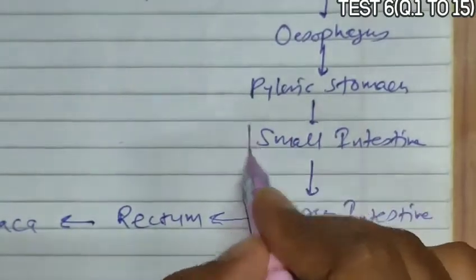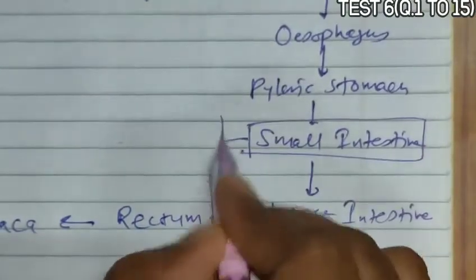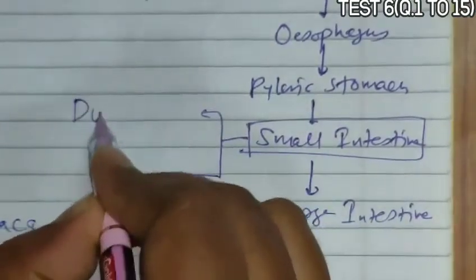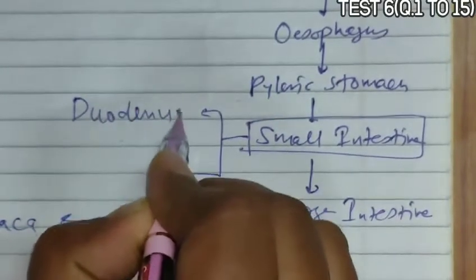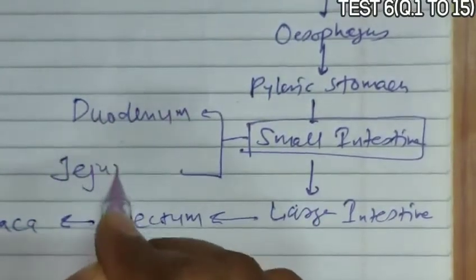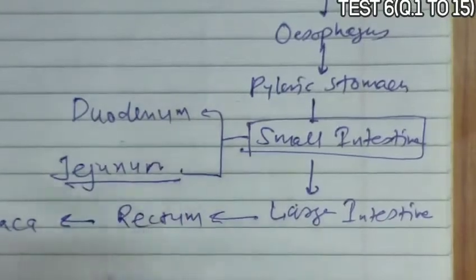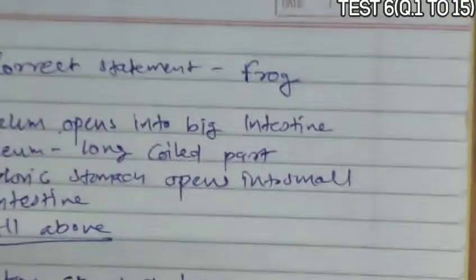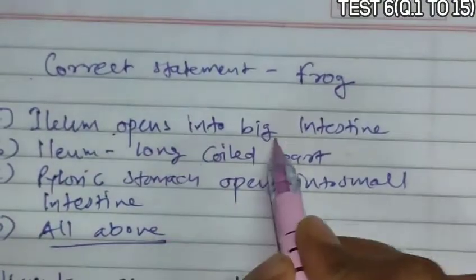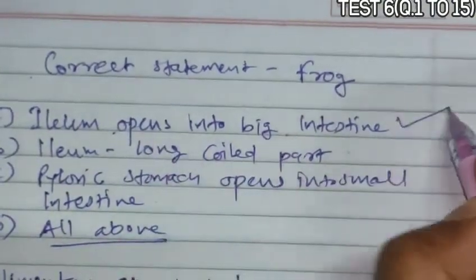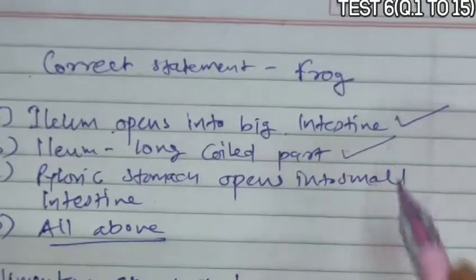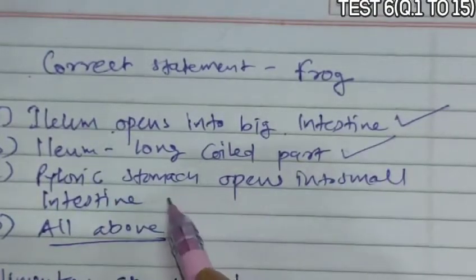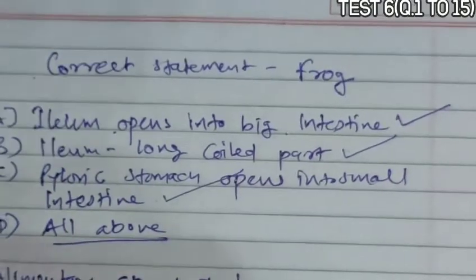If we talk about the small intestine, it has two parts, that is duodenum and jejunum. Now if we go with the options, option A says that ileum opens into the big intestine. It is a correct one. Ileum is a long tubular structure, obviously, and pyloric stomach opens into the small intestine. That is also correct. So option D becomes the correct answer.